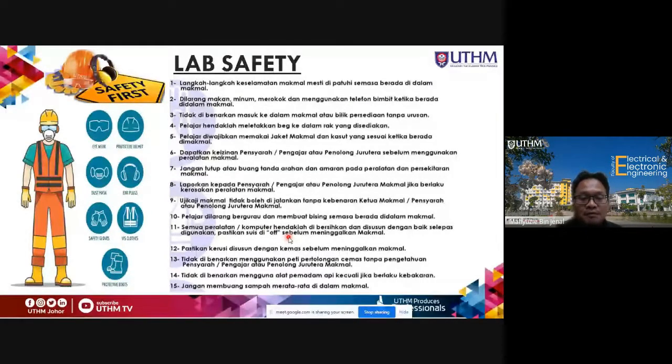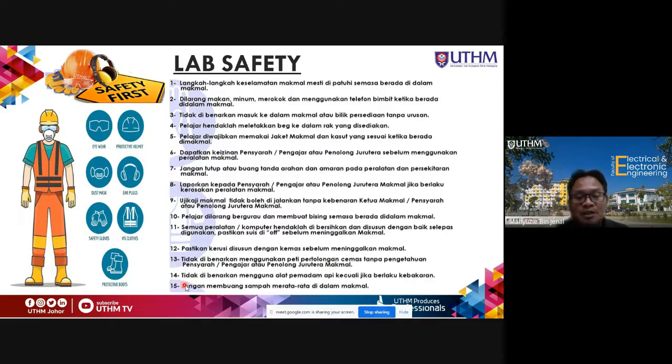And then number 12, make sure everything is in a good position, okay? In good array, for example, before you leave the makmal or the lab. The chairs, the table, the workbench, etc. Equipment, the cable, etc. Okay, and then number 13, you are disallowed to use the first aid kit, the box of the first aid kit, without the permission of your lecturer or the technician.